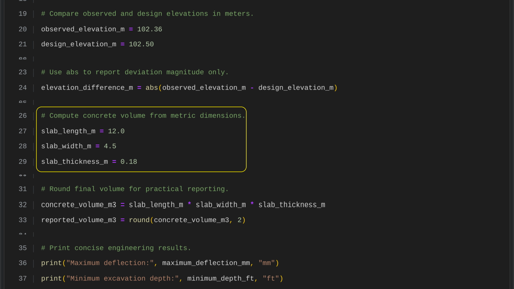The slab dimensions are set as 12 meters long, 4.5 meters wide, and 0.18 meters thick. These values provide the basis for calculating the required concrete volume.